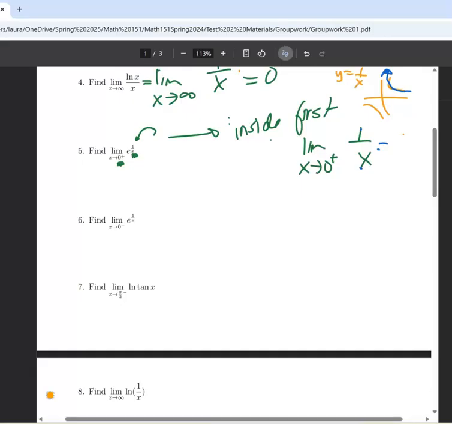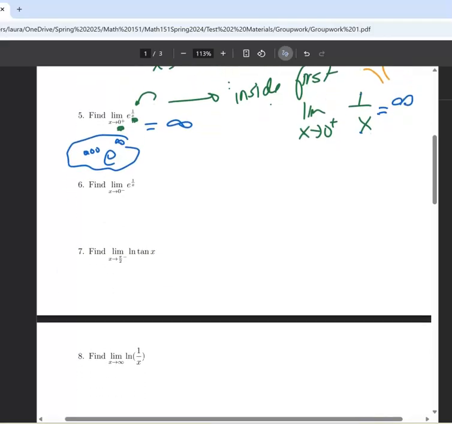As I'm going to 0 from the positive side, where am I going? I'm going up to positive infinity. So now you don't ever write the infinity thing, but you're thinking I'm going to go to e to the infinity. Oh, wait a second, that's just infinity. Again, you just think this.